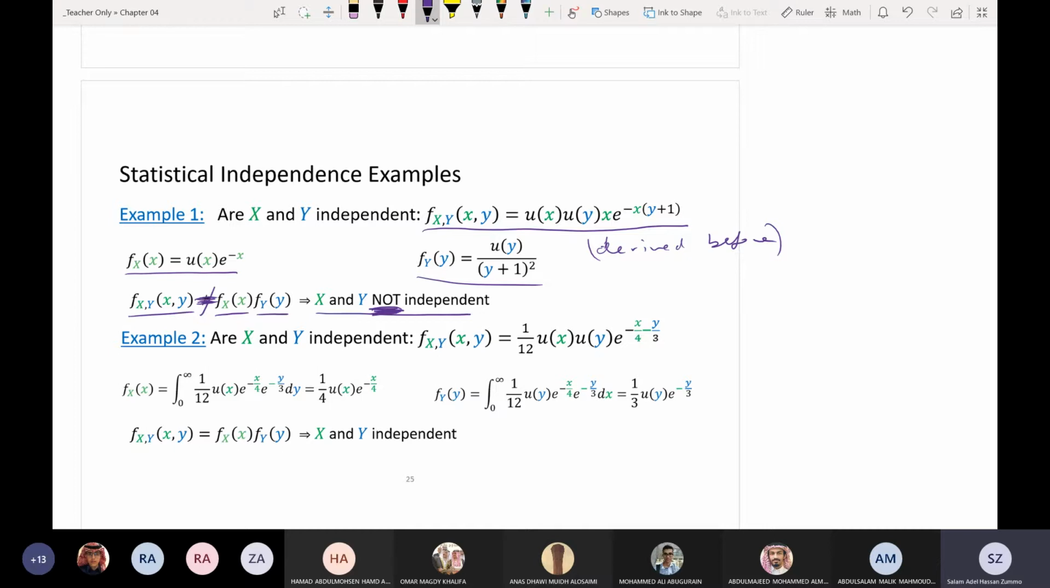Dependent means what? If one of them had a certain event, then the PDF or CDF of the other will change. So if I condition on X on a certain event, then the PDF and CDF of Y will be different. The conditional PDF and CDF of Y will not be the same as the marginal PDF or CDF.